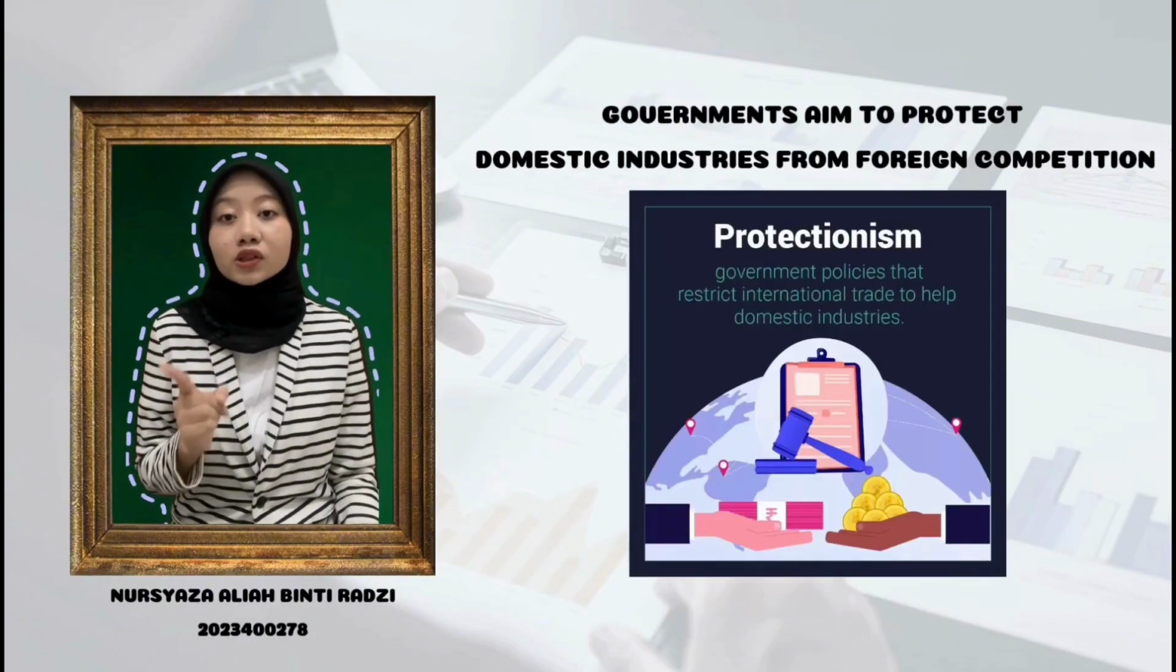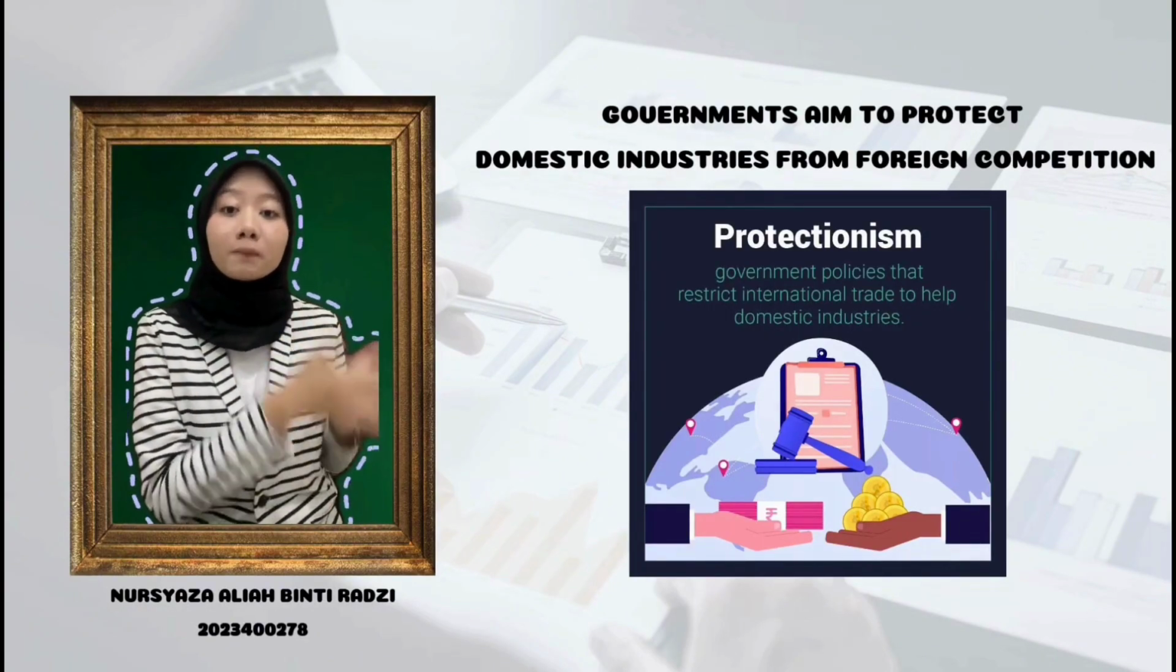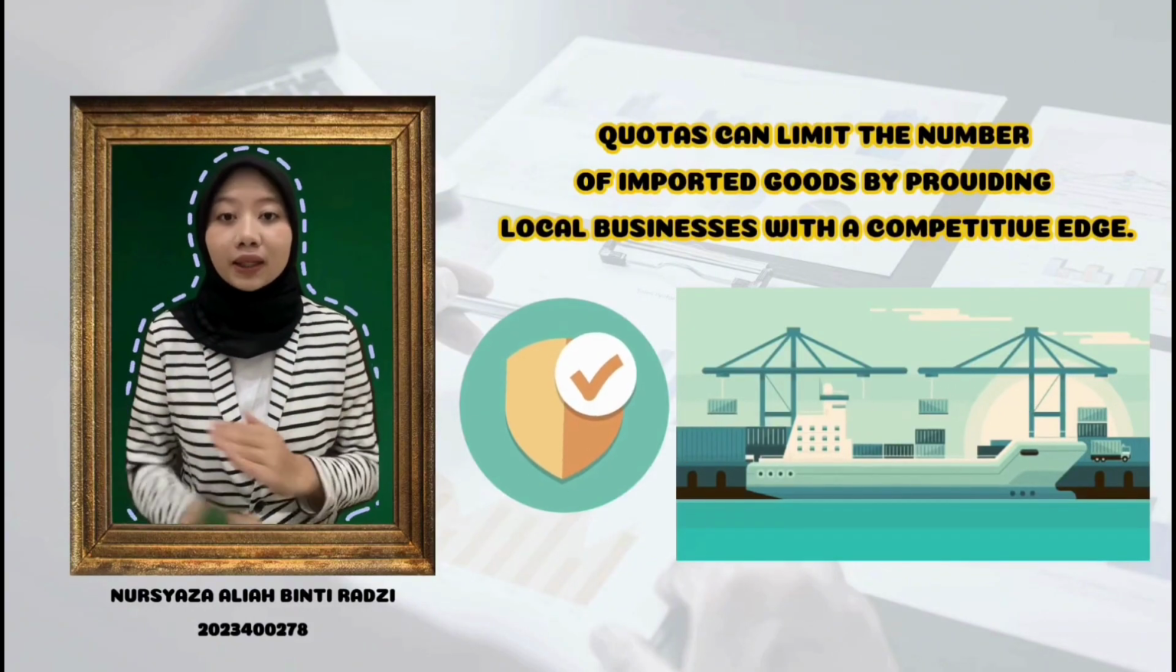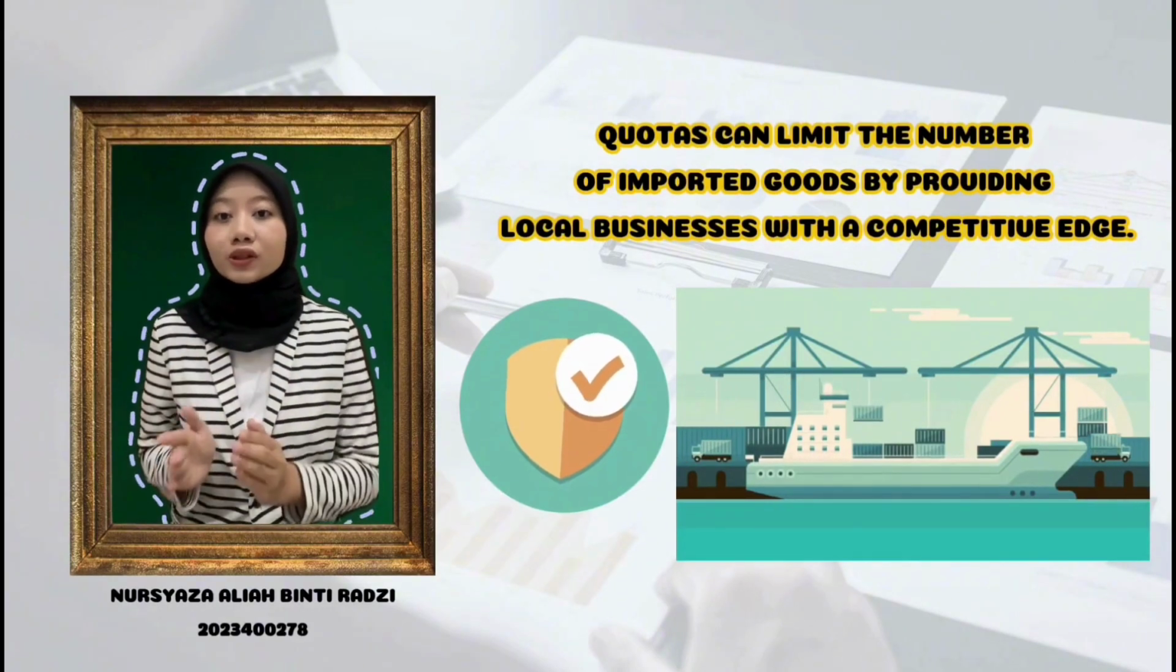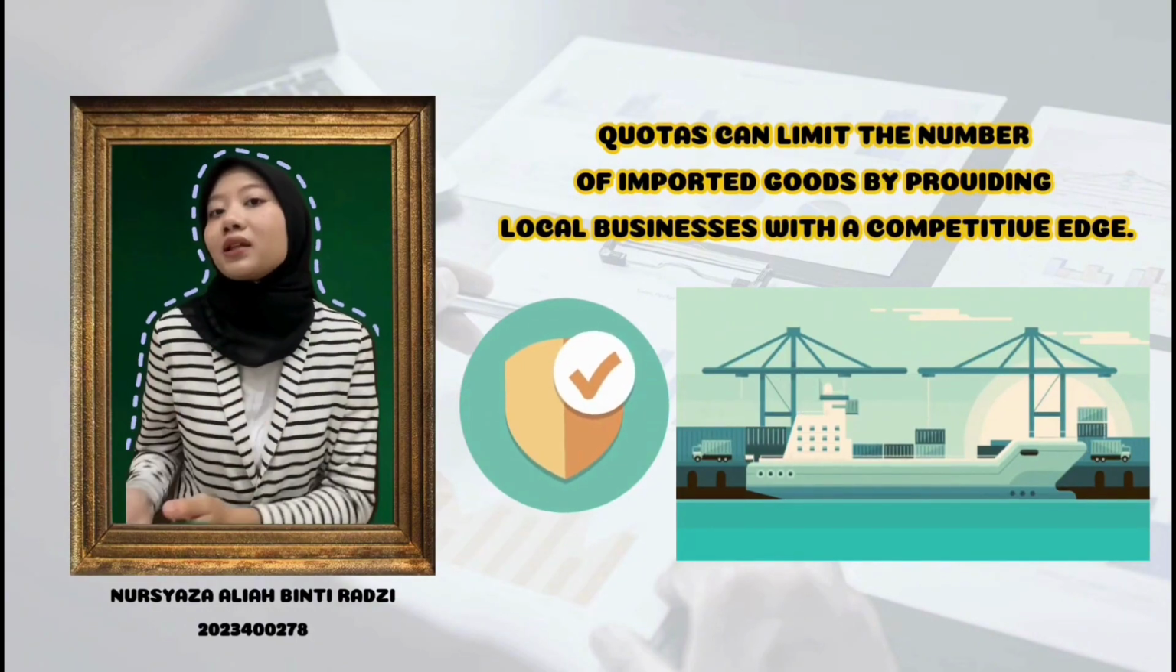So governments use non-tariff barriers to protect domestic industries from foreign competition. For example, by implementing quotas, they can limit the number of imported goods. This will provide local businesses with a competitive edge.